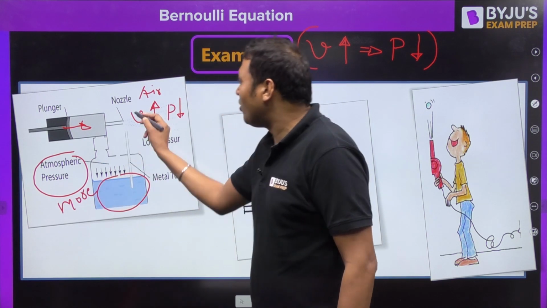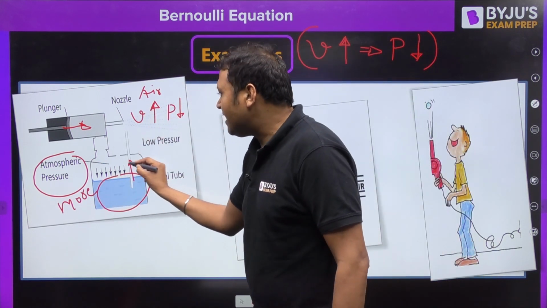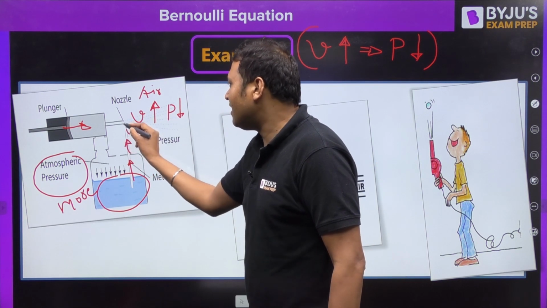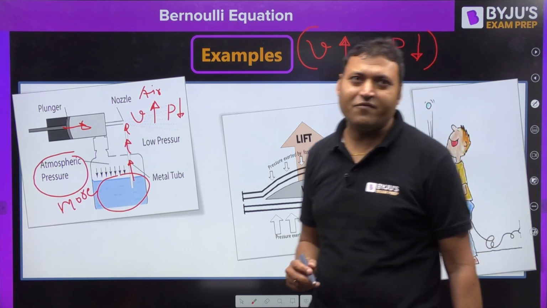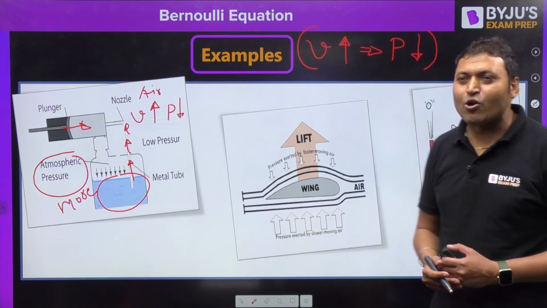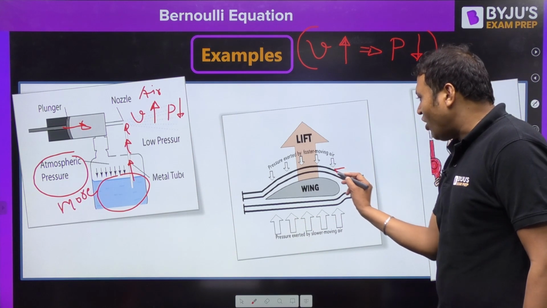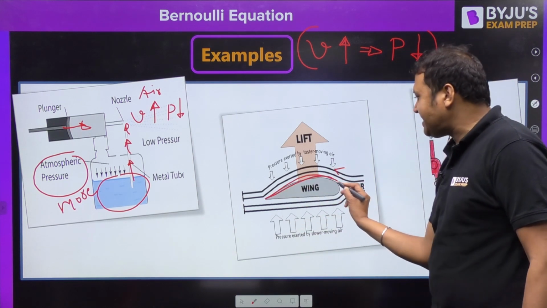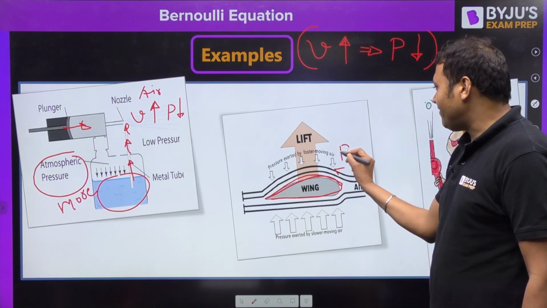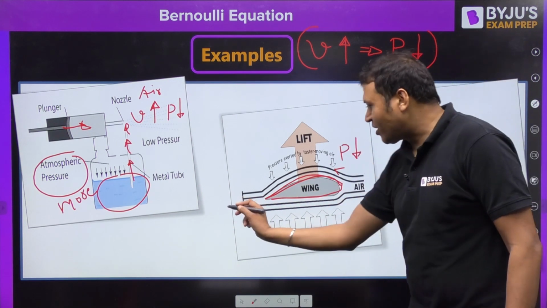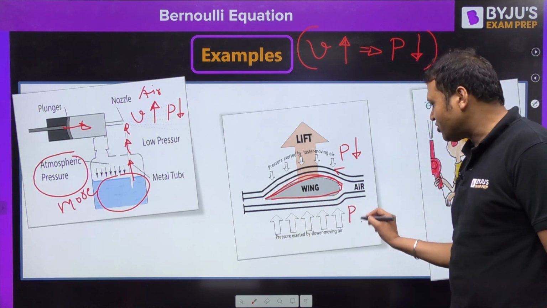Atmospheric pressure is more than the outside pressure, and due to this difference in pressure, the fluid in the bottle rises to the top of the tube. Similarly, in the case of an aeroplane wing, the shape of the wing is such that the air velocity at the top is high, so that will give rise to low pressure, and at the bottom of the wing, the velocity of air is low, that will give rise to high pressure.